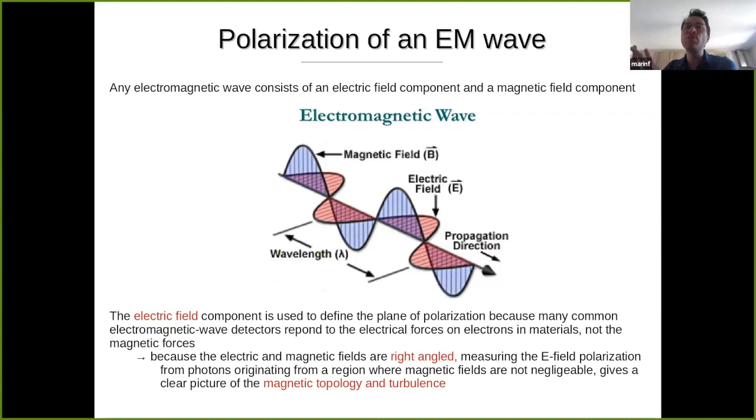So that's simply why. In the remainder of this talk, when I speak about polarization, I will always speak about the polarization of the electric field component. But if you want to know the polarization of the magnetic field component, well, just apply a plus or minus 90 degrees rotation. And this is interesting because in a source where there is a rather strong, extended magnetic field, you can know the topology of your magnetic field lines just by looking at the polarization of the electric field component and turning it by 90 degrees. And then you can map your magnetic field here.